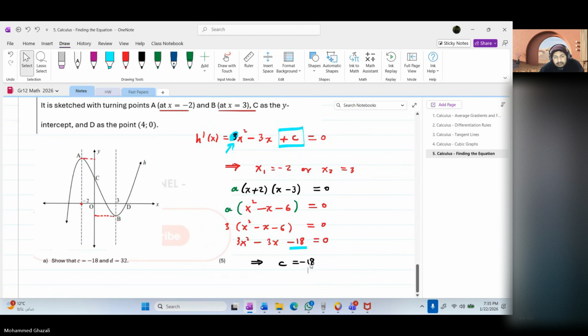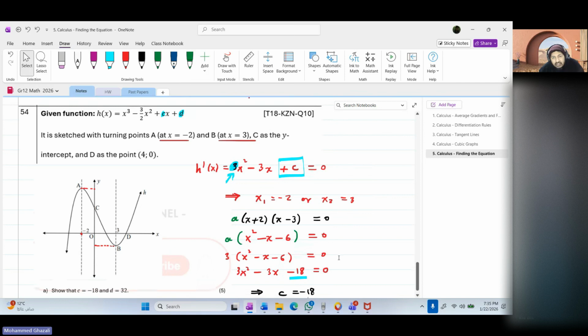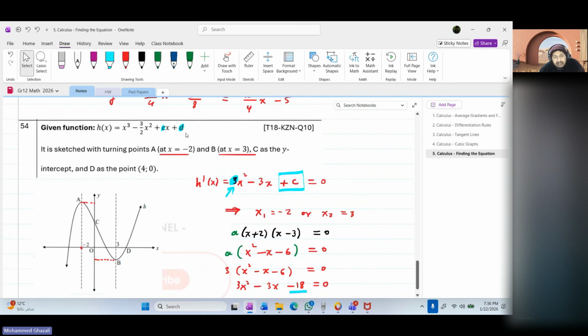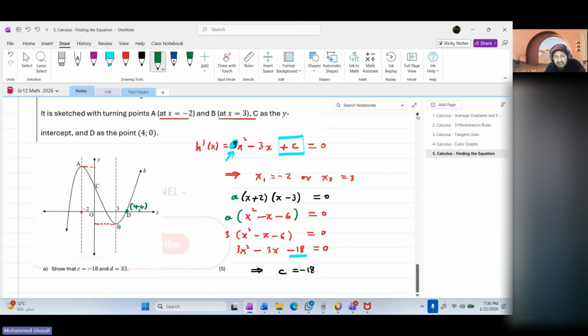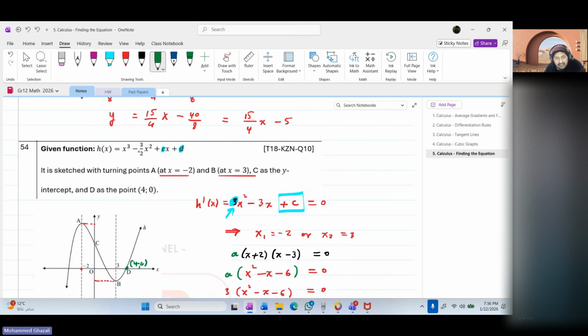Now, all we have to do is find the value of d. And they said, look at this as the y-intercept and d as a point (0, 40). Remember, this point here is given as 4 and 0. So now I'm going to write out the equation that I have so far, which is x cubed minus 3 over 2 x squared, and the value of c was negative 18x, plus d.